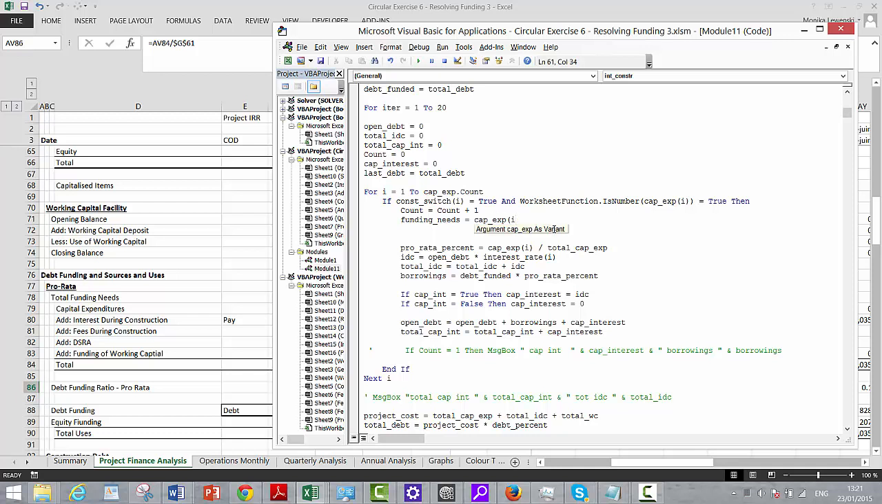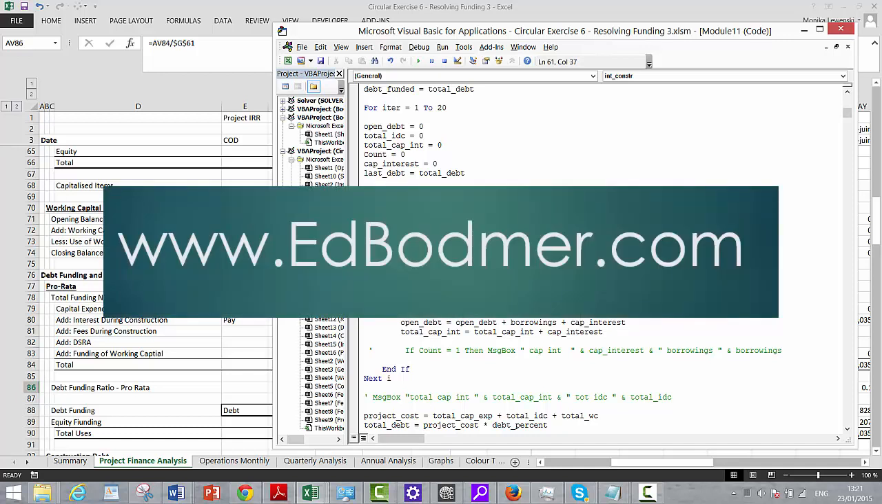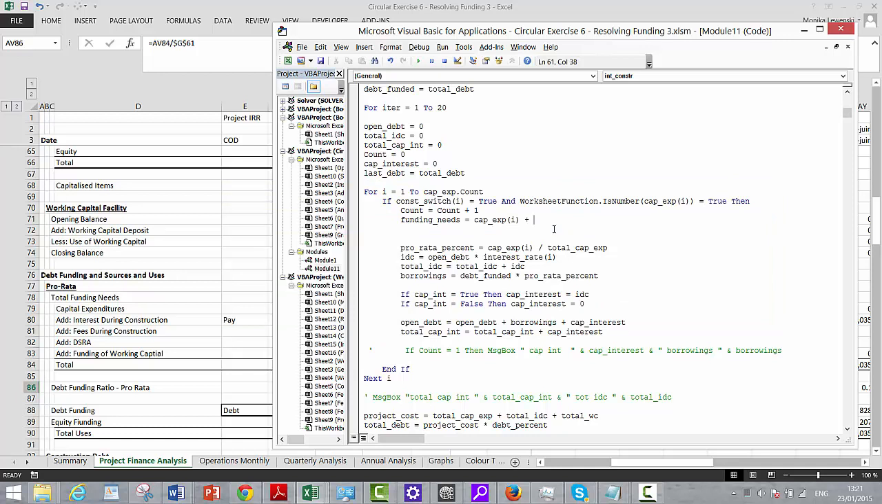And here's something that's crucial. Always include the array index, whenever you would have an array. But this time we'll put plus the working capital. I believe that's got an index too, and plus the IDC. This is the IDC for this period, and we want to subtract the capitalized interest.